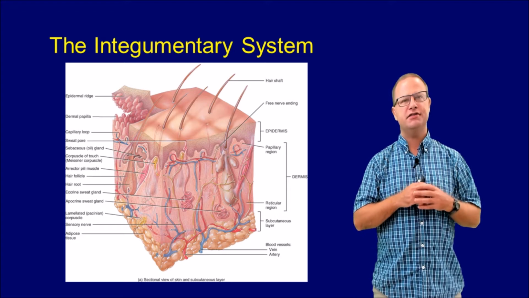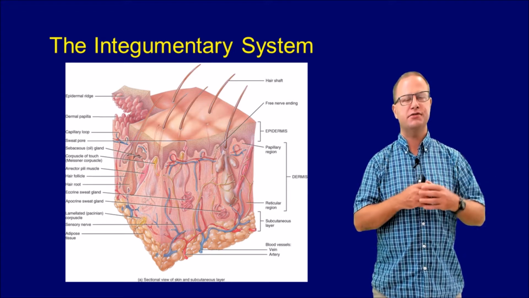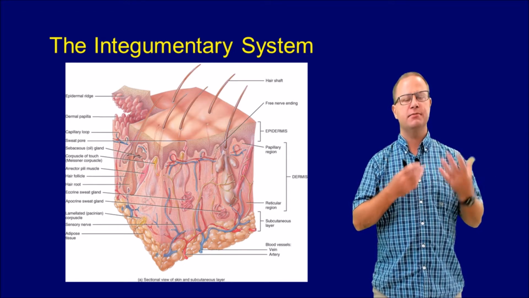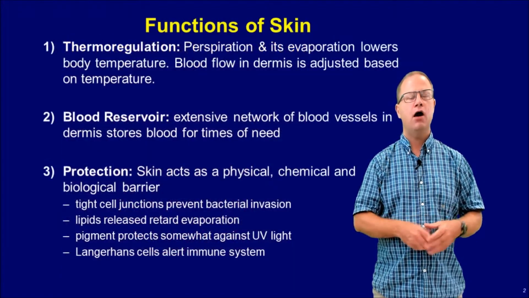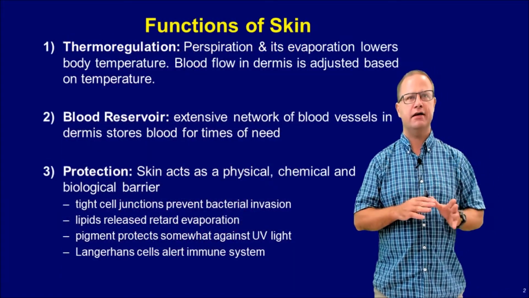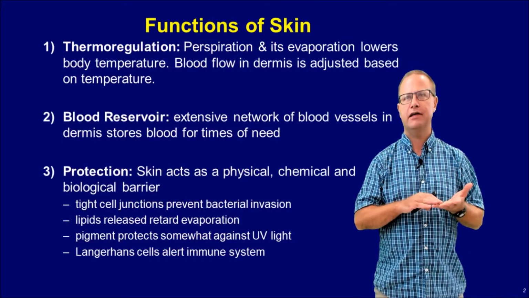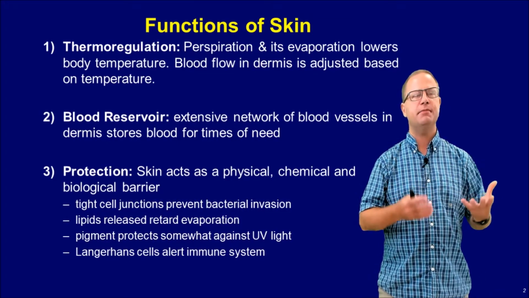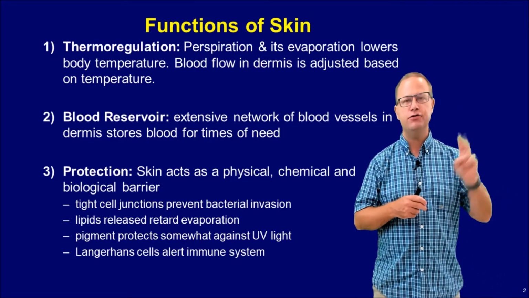The integumentary system includes skin and all the accessory structures such as hair and also sebaceous glands. Okay, there's a lot of different functions of skin. First, we talk about thermoregulation, right? It helps us to dissipate excess body heat, and it does that in two different ways.